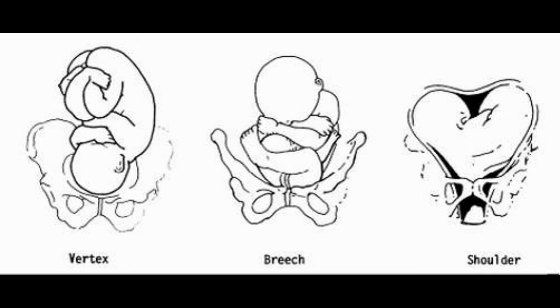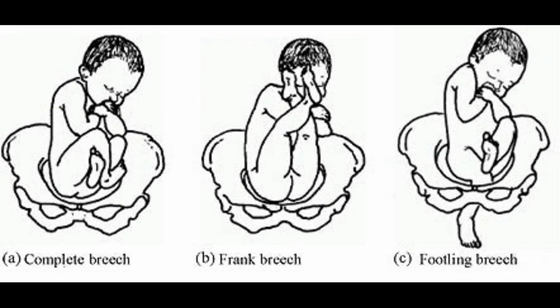Then you have something known as presenting part, which is the part of the presentation which is felt by the examining finger through the cervical opening. For example, in a cephalic presentation, you would feel the brow or the face. In a breech presentation, the legs may be flexed, which is known as complete breech, or they can be extended, known as frank breech, or a foot may be present, which is known as footling.